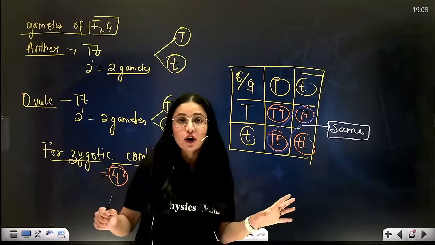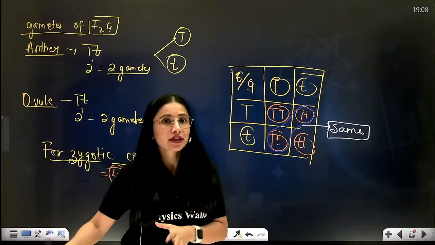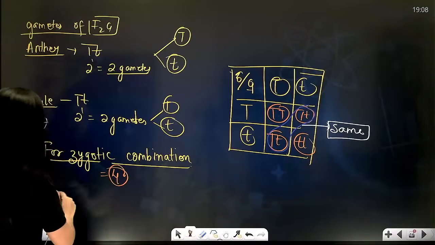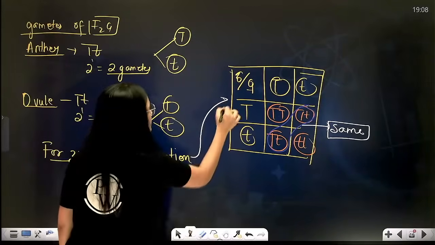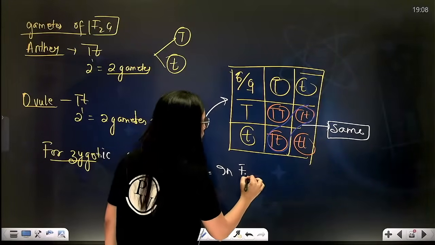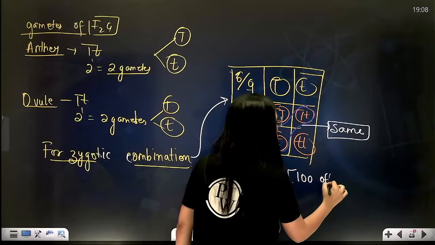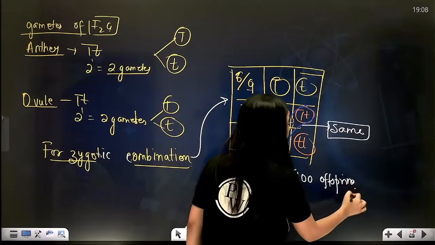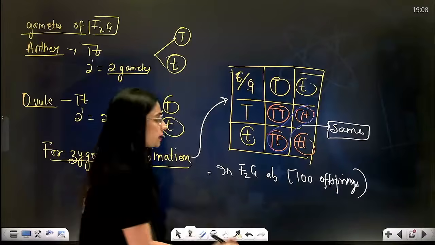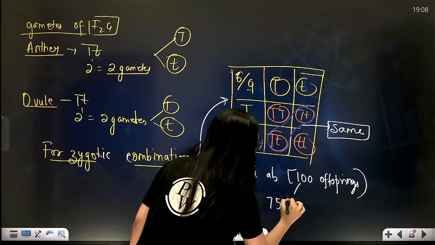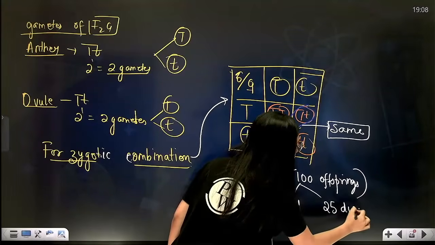But Mendel could not see all these combinations. He initially did not know the genotype of the organism when he obtained the F2 generation. Suppose in the F2 generation also 100 offspring are obtained. Now what he saw was that out of 100, 75 were tall and 25 were dwarf.